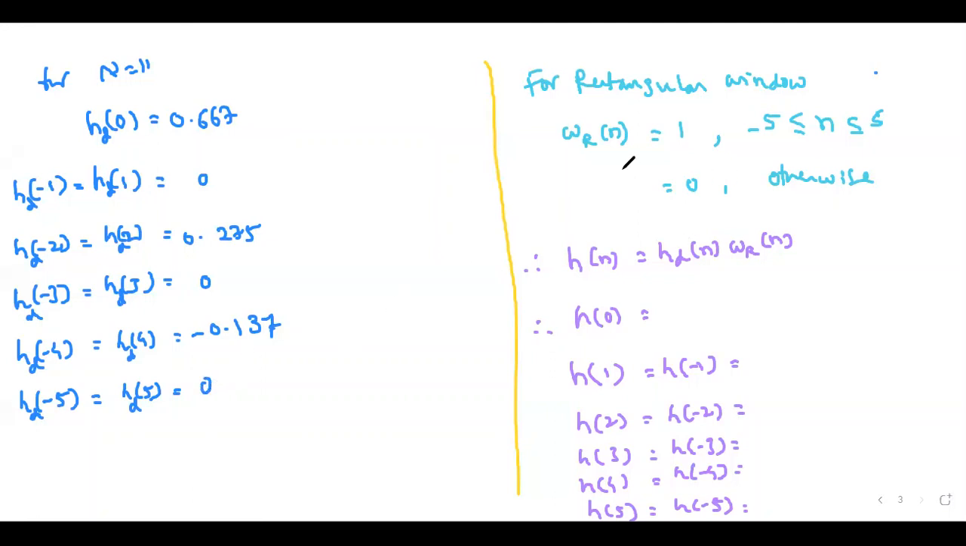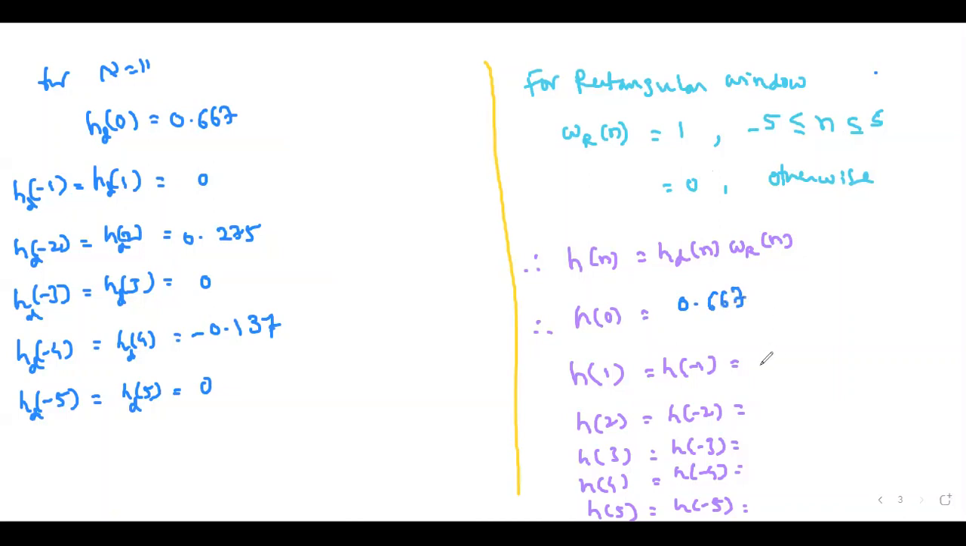Now come to the rectangular window, defined as WR of n is equal to 1 for minus pi to plus pi, and hence it is 0 elsewhere. Since it is equal to 1, when you calculate h of n, the finite impulse response, this infinite sequence is multiplied with the rectangular window only. Within this duration the remaining value is zero. So we can tell h of n is equal to hd of n because wr of n is equal to 1 only.